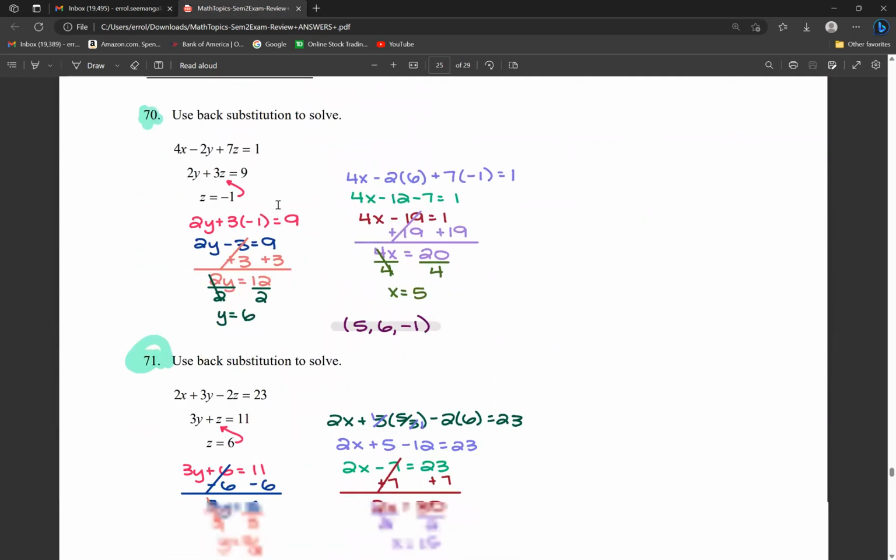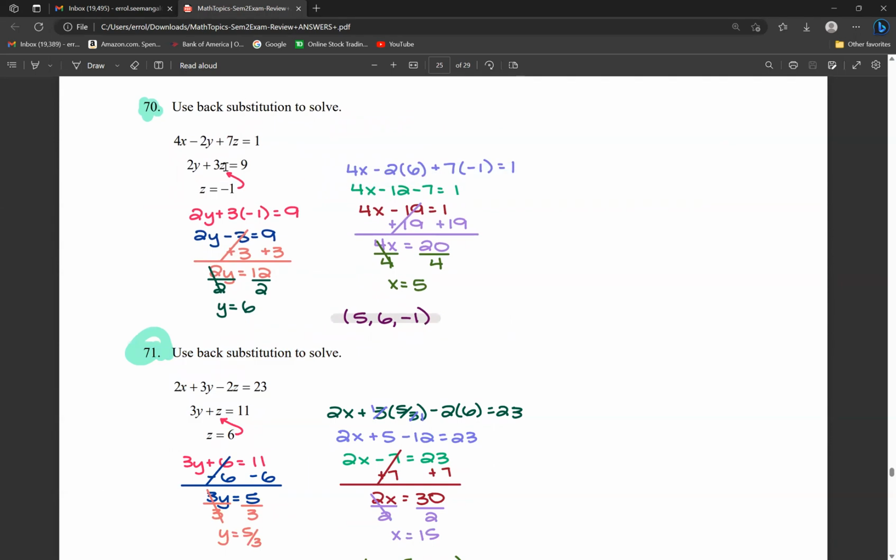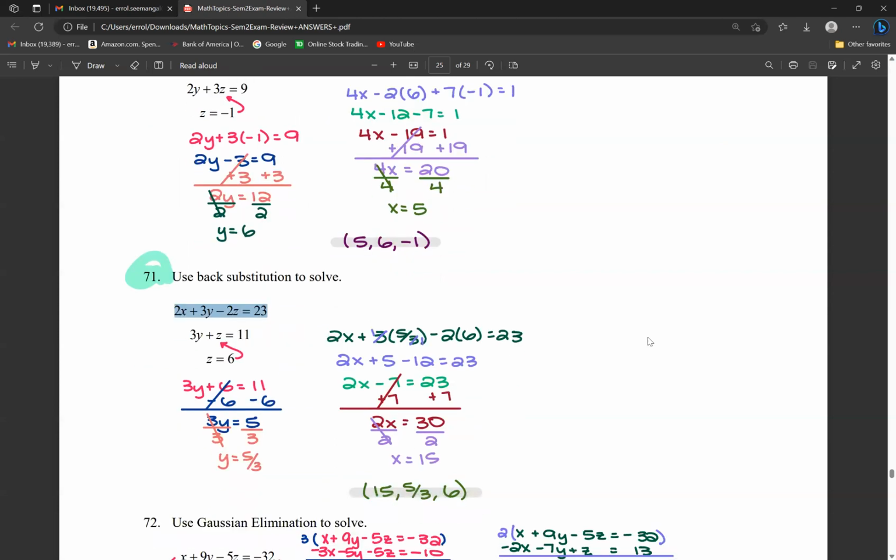Use back substitution. Just take your z equals -1, plug it in right there, solve for y, plug your y and z into this one. Back substitution. Okay, yeah, 70 and 71, same thing. Take your z equals 6, plug it into this one, solve for y. You'll have y and z. Plug your y and z into this and solve for x.